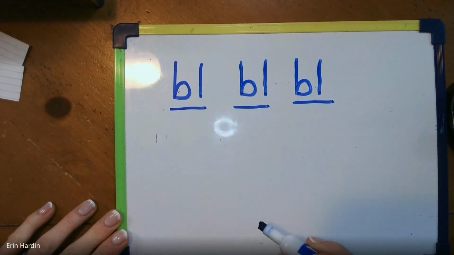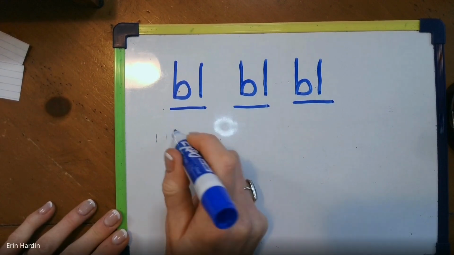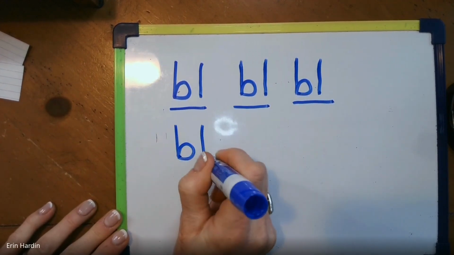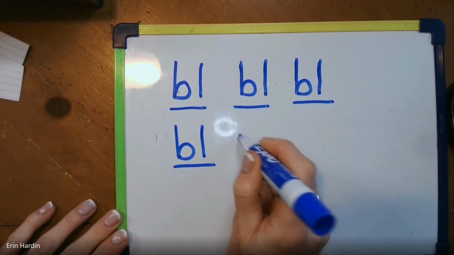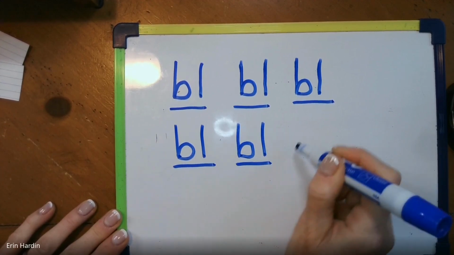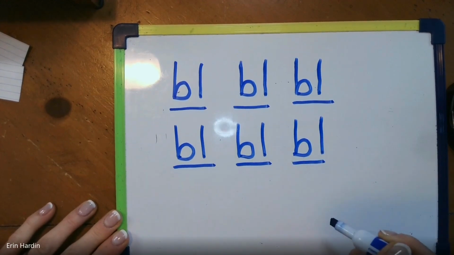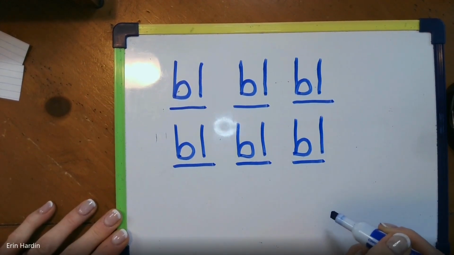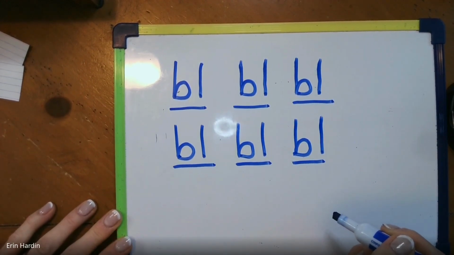Now you write it. Write and say each sound, then blend the sounds together as you underline it. B, l, blue. And let the child write the sound as they say each sound and blend it together.